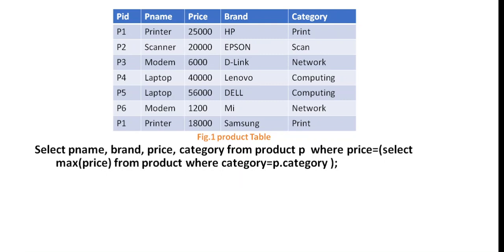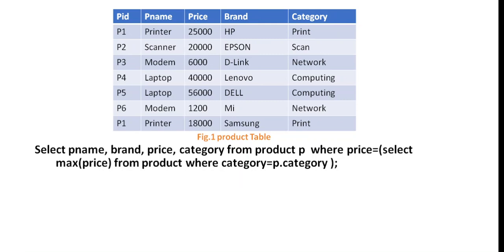So I will display this because we are comparing maximum price. Same for network. See, in the network category we have two types of modem. One is D-Link, one is MI. D-Link has a price of 6,000, MI has a price of 1200. So here we'll display information for D-Link, 6,000, because it is the maximum price in that category.